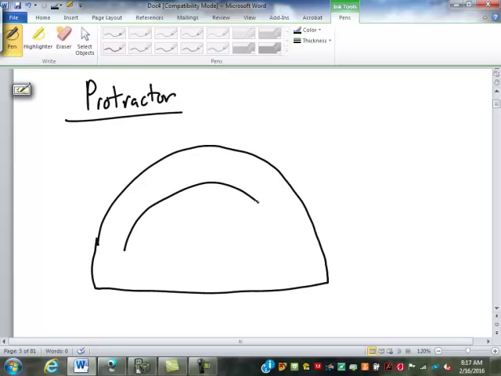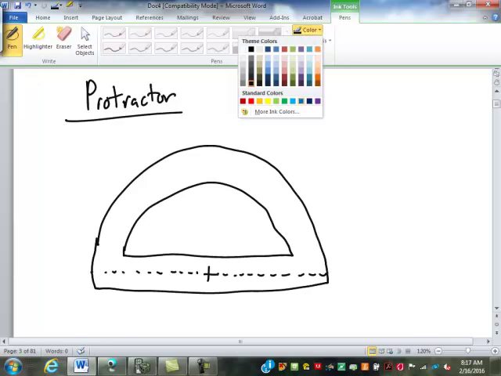A protractor looks like this. Somewhere down here you've got a 0 point, usually a dotted line or whatever. It goes off to the side like that. Sometimes it's right on the very bottom.